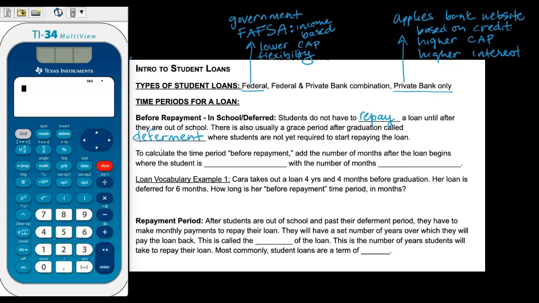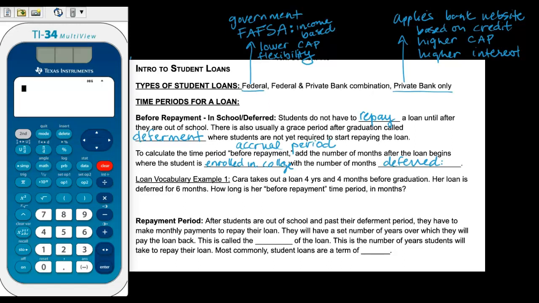So to calculate the time period before repayment, this is also called the accrual period, where interest is accruing, we're going to add the number of months after the loan begins where the student is enrolled in college, with the number of months deferred.